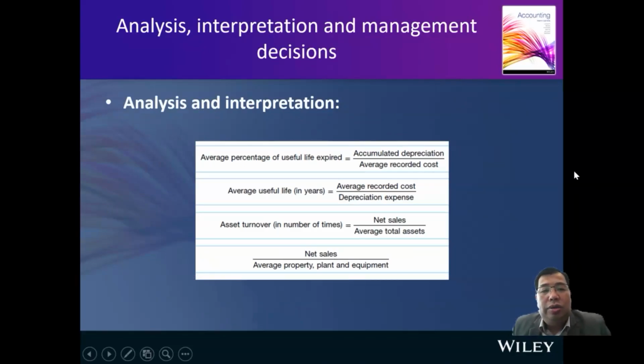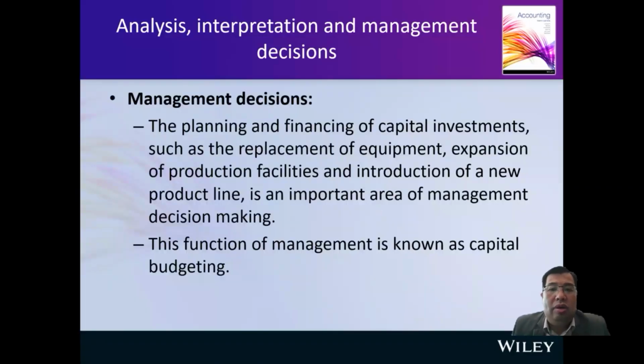So what are the ratios related to assets or non-current assets? The first one is average percentage of useful life expired. That is the accumulated depreciation divided by average recorded cost. Average useful life in years is average recorded cost divided by depreciation expense. Asset turnover is net sales divided by average total assets. So this gives you the measurement of the capacity of the assets to generate sales. These are just ratios that we normally use.